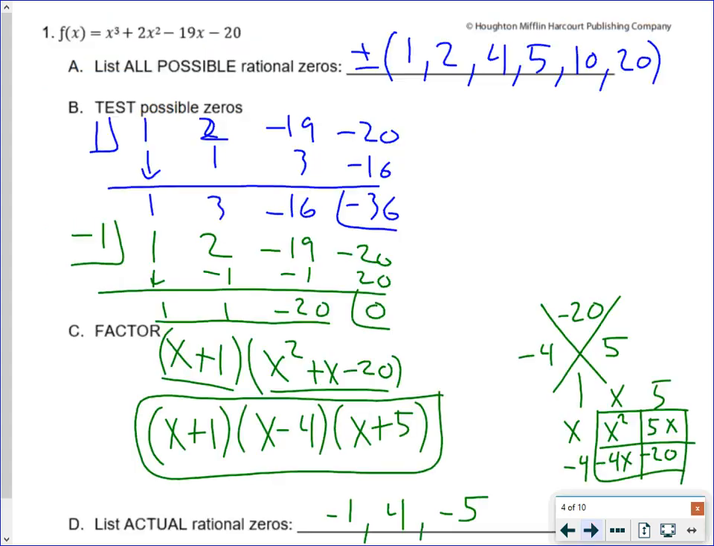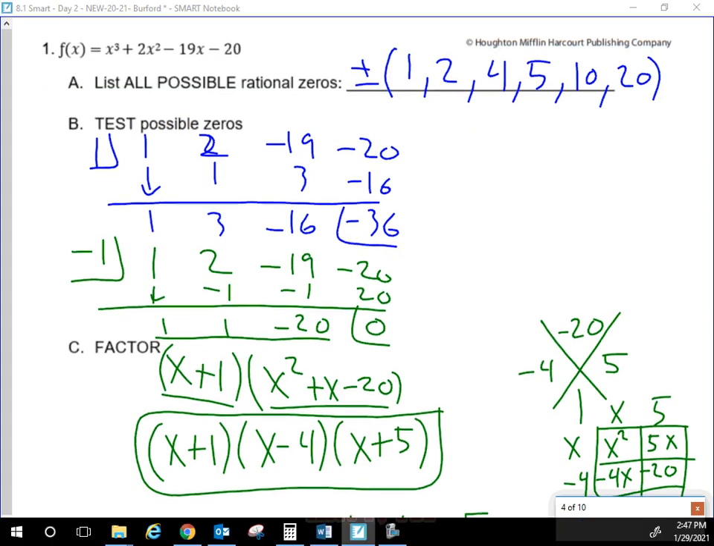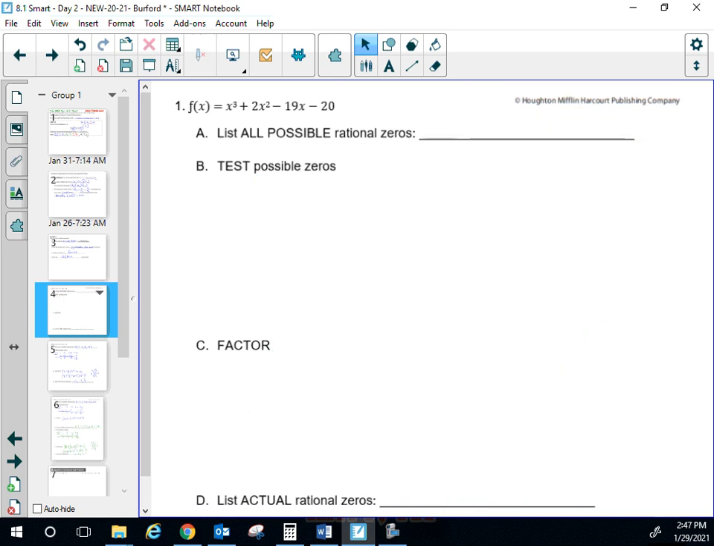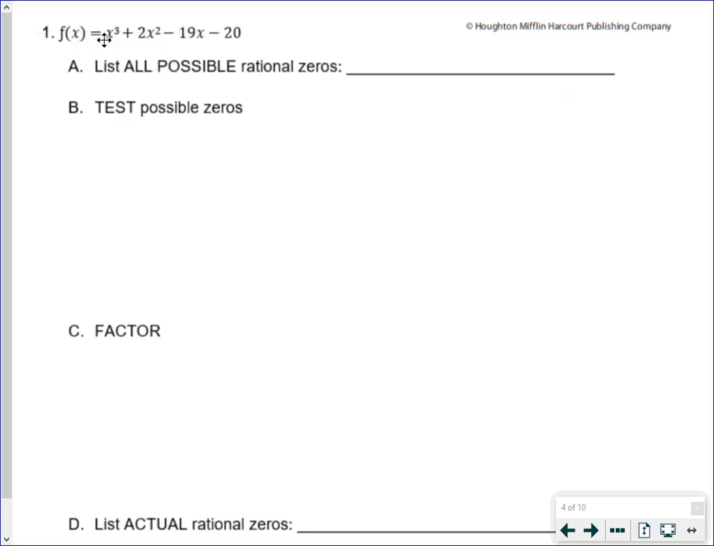So let's go ahead and actually do an example now. Looks like I forgot to erase this. Okay, so let's actually do an example now. Number one, we have x cubed plus 2x squared minus 19x minus 20.